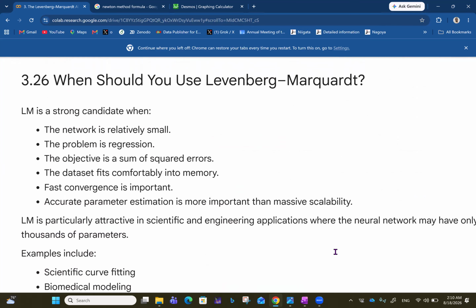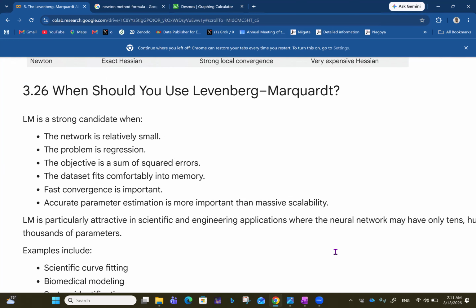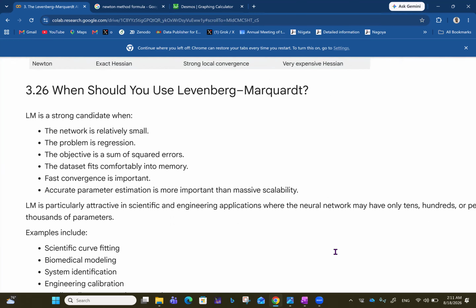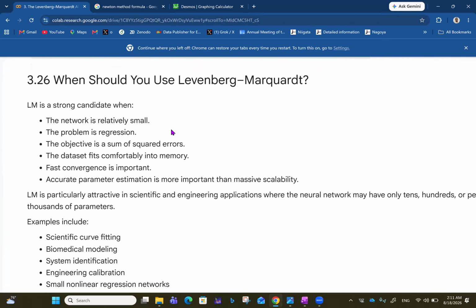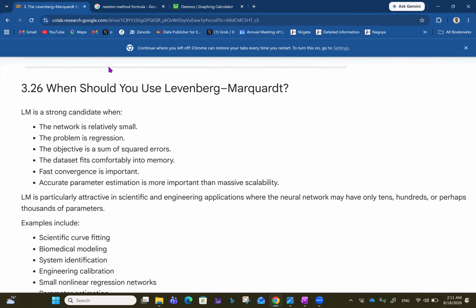So when should you use Levenberg-Marquardt? LM is a strong candidate when the network is relatively small. The problem is regression. The objective is a sum of squared errors. The data set fits comfortably into memory. Fast convergence is important. Accurate parameter estimation is more important than massive scalability. All right. So you have to make sure that whatever you're using this for fits into all this.